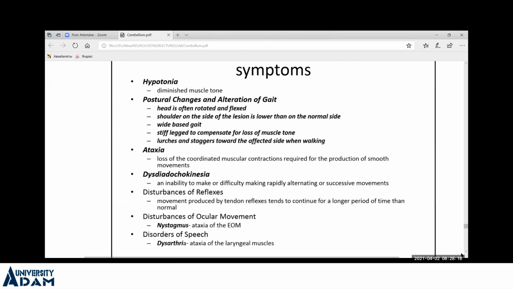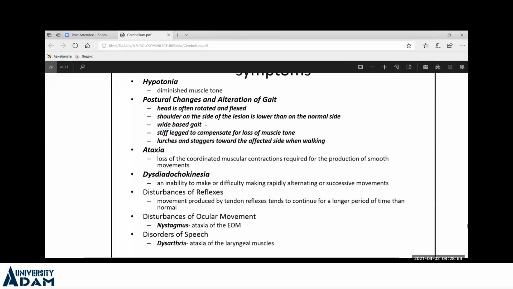Postural changes and alteration of gait. So head is often rotated and flexed. Shoulder on the side of the lesion is lower than on the normal side. Wide base gait, stiff-legged to compensate for loss of muscle tone. Lurch and stagger towards the affected side when walking. As you can see, the person will fall to the same side where the lesion is, okay? And wide base gait, we also call this a drunk gait. You may think that the person is drunk, but maybe the problem is in the cerebellum, okay? So like a drunk gait.